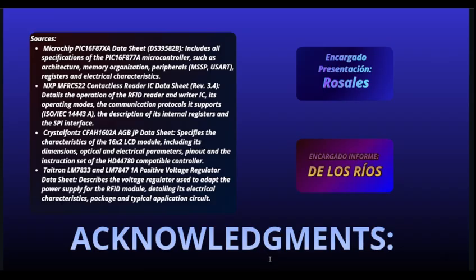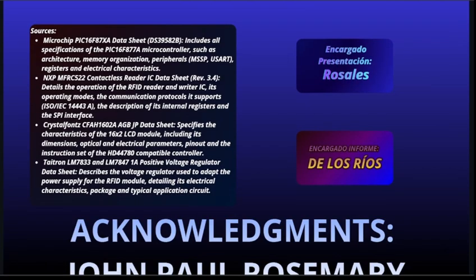The Titron LM7833 and LM7847, 1 ampere positive voltage regulator datasheet, describes the voltage regulator used to adapt the power supply for the RFID module, detailing its electrical characteristics, package, and typical application circuit. Actually, we didn't implement this positive voltage regulator, but we did research it, and it was a main part of the project. Okay, we are Santiago Rosales and me, Oliverio de los Ríos.